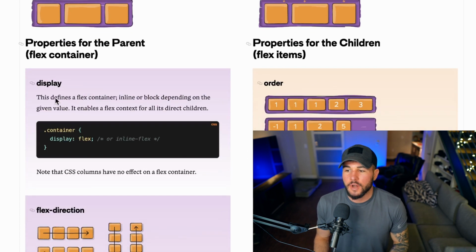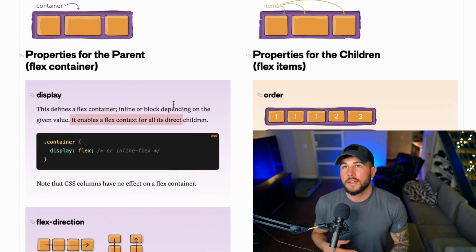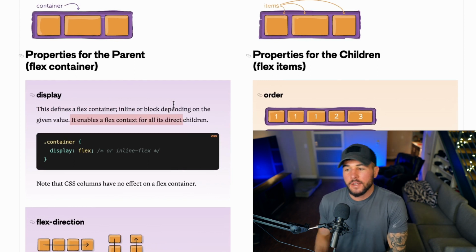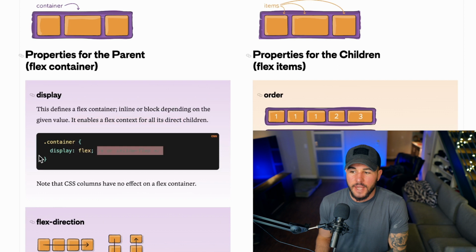All right, so first off, you can set your container here to display flex, and this will define a flex container, and it will enable a flex context for all of its children. So to make an element a flex container, you need to set display flex on that element.